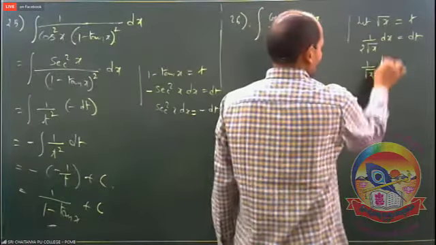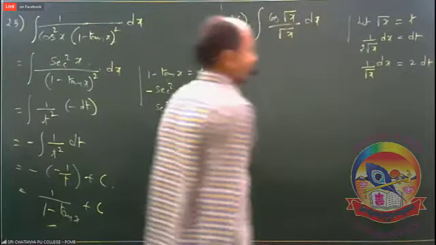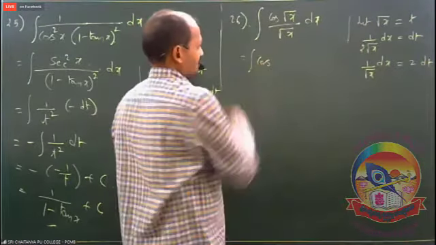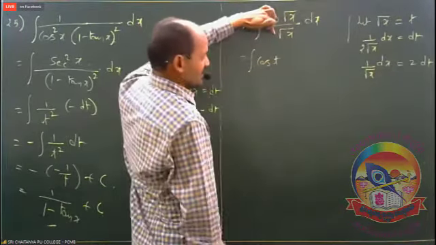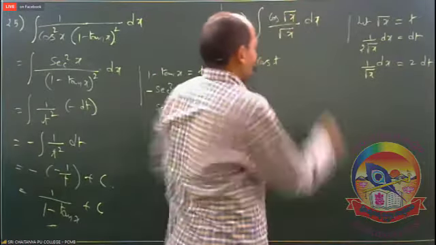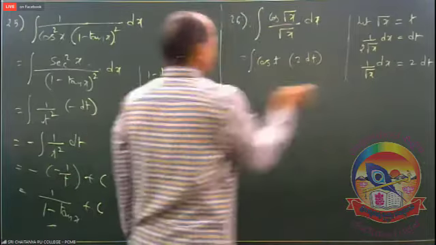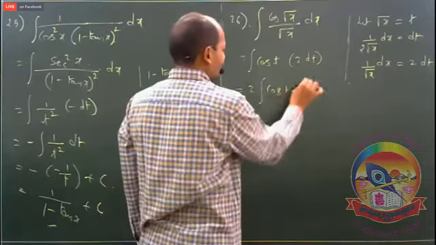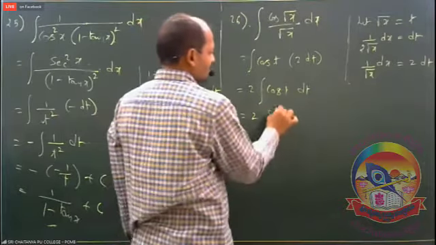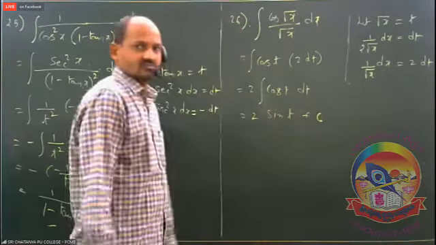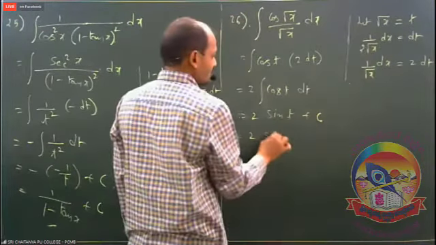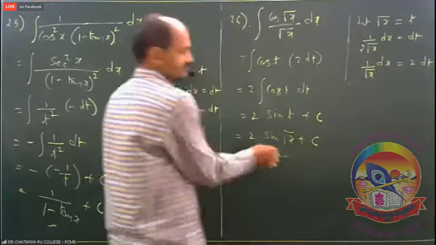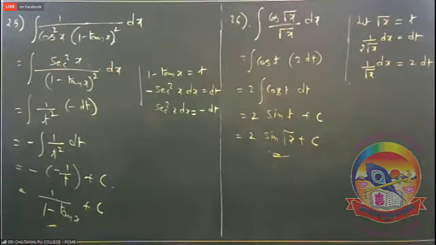So 1 by root x dx is equal to 2 dt. In the integral of cos root x, this root x we consider as t, and the remaining dx by root x is 2 dt. So 2 integral of cos t dt. What is the integral of cos? Sin. Okay? So 2 sin t. What about t? Again root x. So 2 sin root x plus c. Write down. Okay, write down, next question.